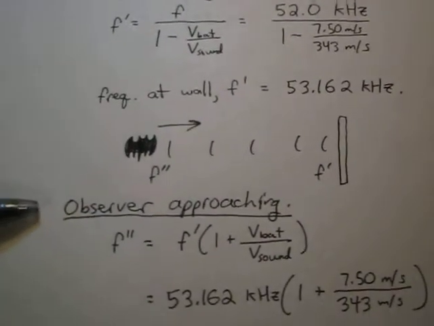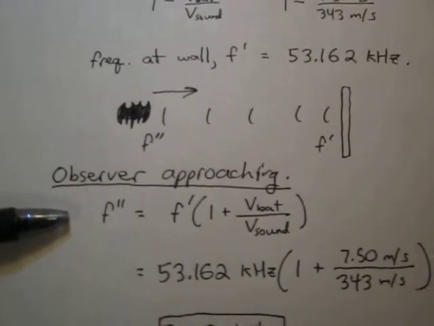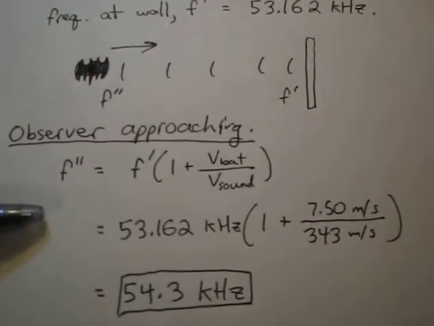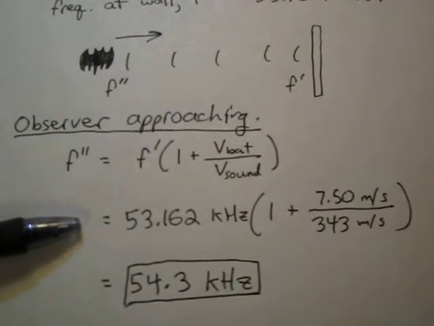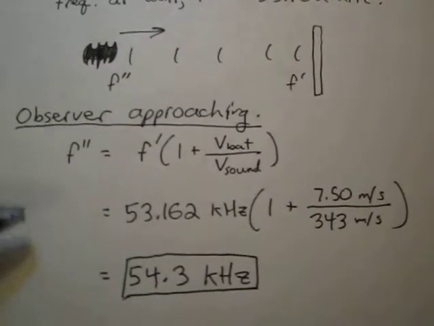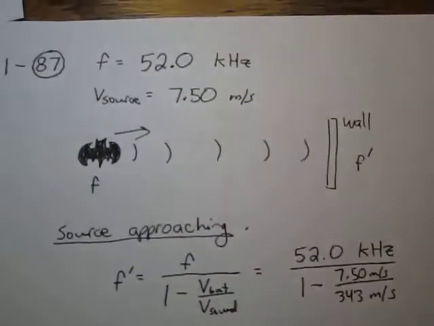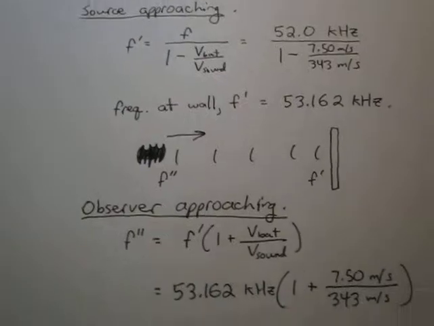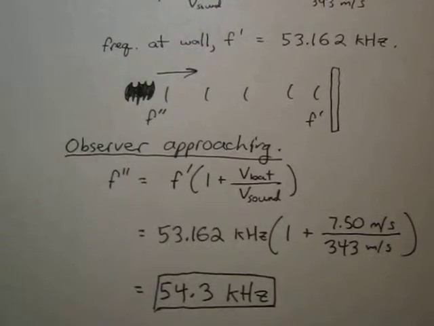We recognize now the observer is approaching a stationary source. Here's the appropriate equation. F double prime equals f prime times 1 plus speed of the bat over speed of sound. When we plug in the values, now we're using 53.162 kilohertz as the emitted frequency from the wall. And we get f double prime is 54.3 kilohertz. So the bat emitted a frequency of 52 kilohertz. And when the bat hears his own voice, or hears the sounds that he produced, he gets it back much higher at 54.3 kilohertz.